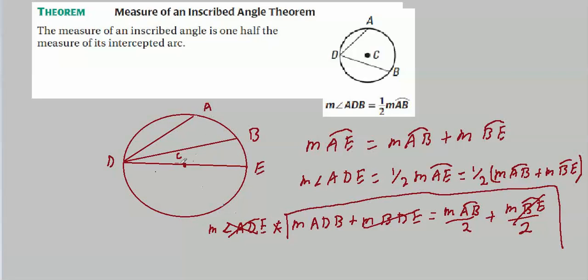Whether the C is inside the angle, C is on one of the segments or rays, or chords that produce the angle, or it's exterior to the angle. In every single case, this holds.